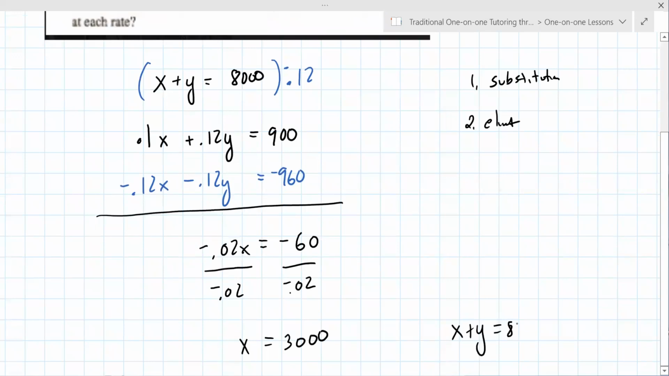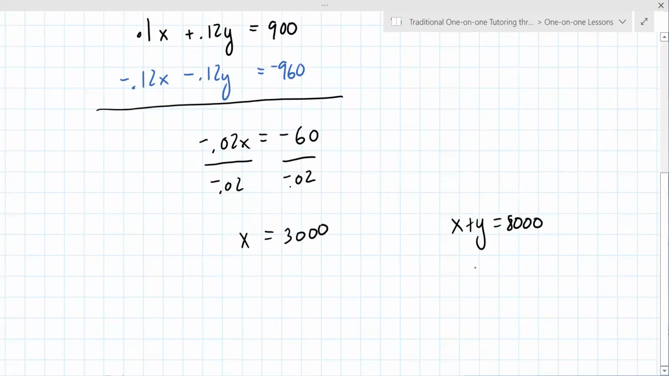y equals 8,000. So y must be 5,000. Okay.